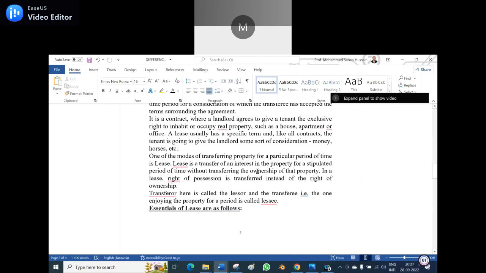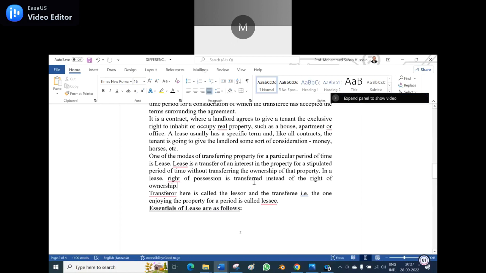A lease is a transfer of an interest in the property for a stipulated period of time without transferring the ownership of that property. In a lease, the right of possession is transferred instead of the right of ownership. What would be transferred in the lease? Possession, sir. It is only the possession that will be transferred, but the right of ownership lies with the owner.